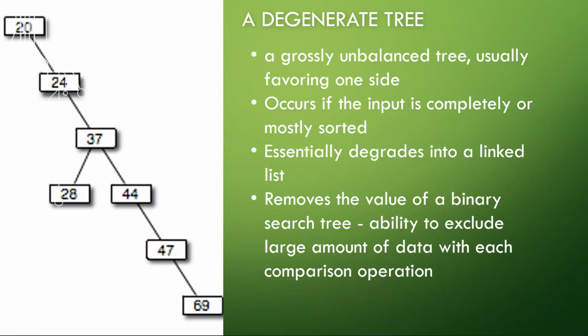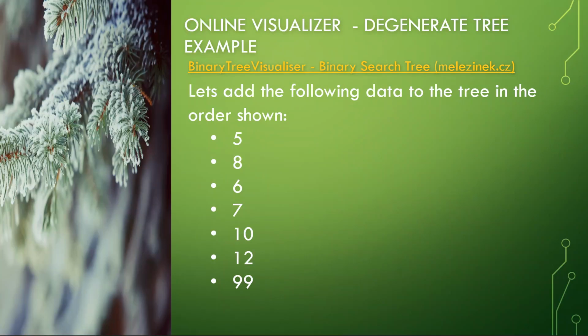Now again, as mentioned before, a degenerate tree is a grossly unbalanced tree, usually favoring one side, and occurs if the input data is completely or mostly sorted. So essentially it degrades to a linked list and removes all those advantages we had of subdividing the data and creating a faster find, search, and add, and all of that. So this removes that whole value of a binary search tree in the first place. So let's create one, and you can see what the structure starts looking like, and it really degrades to being more like a linked list.